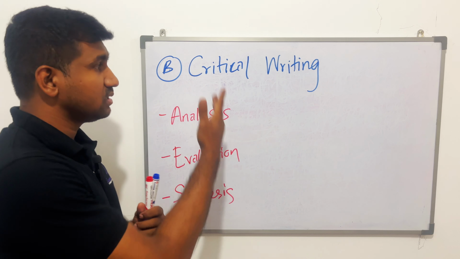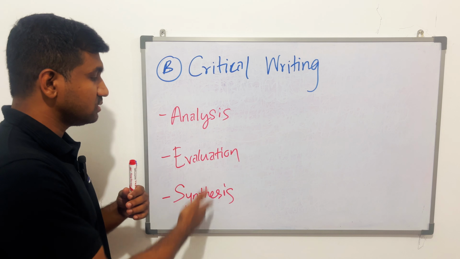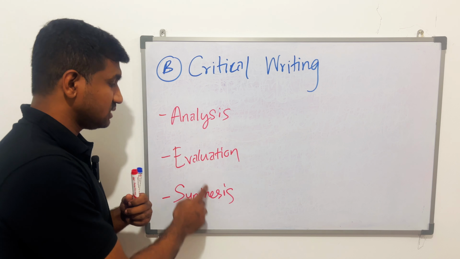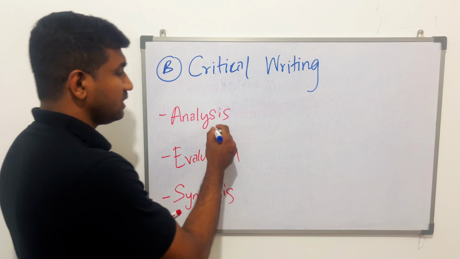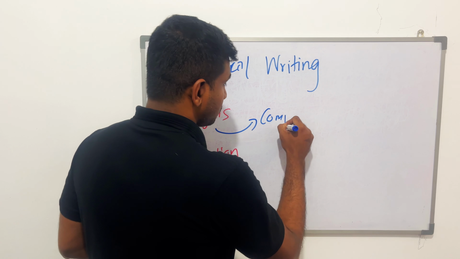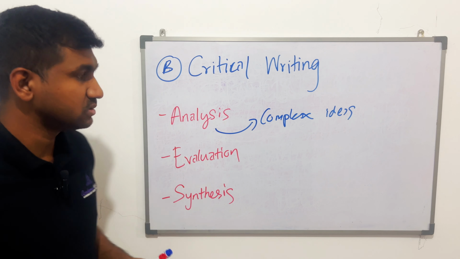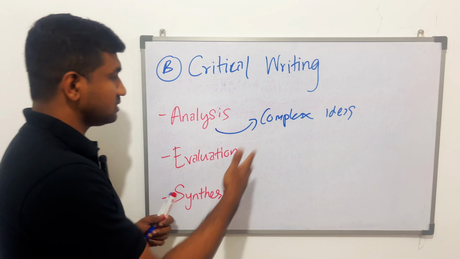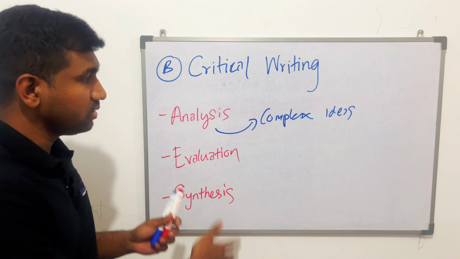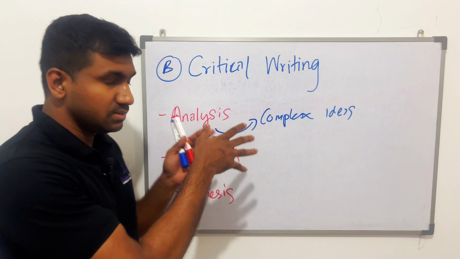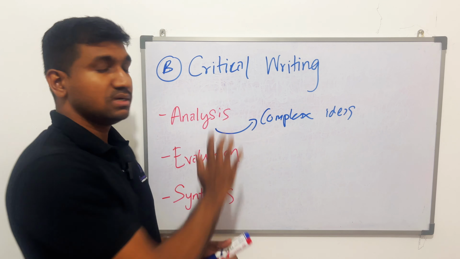Okay, now we have the critical writing part. Just like the descriptive writing part, I have broken this down into three sections: analysis, evaluation and synthesis. What is analysis? Here you're breaking down your complex ideas, for example theoretical information. You're breaking down that theoretical information into simple things. You're explaining those things, simplifying things. That is your analysis. So analysis comes under critical writing.